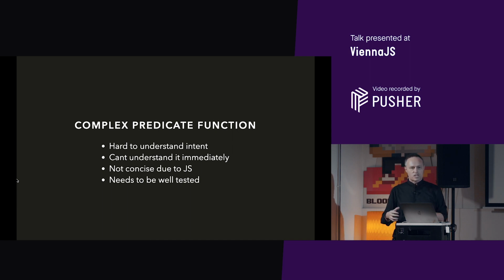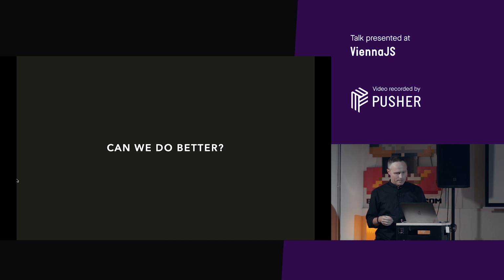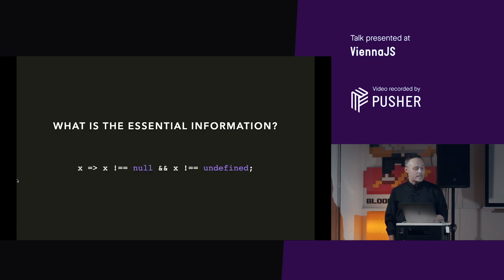So when you have these things that are checking if a user is valid, or if an object has the correct sort of structure that you need, you usually need to put those in a test. So I was asking myself, well, can we do better? And I was thinking, well, let's just boil this down a little bit, right? So what's the essential information here?